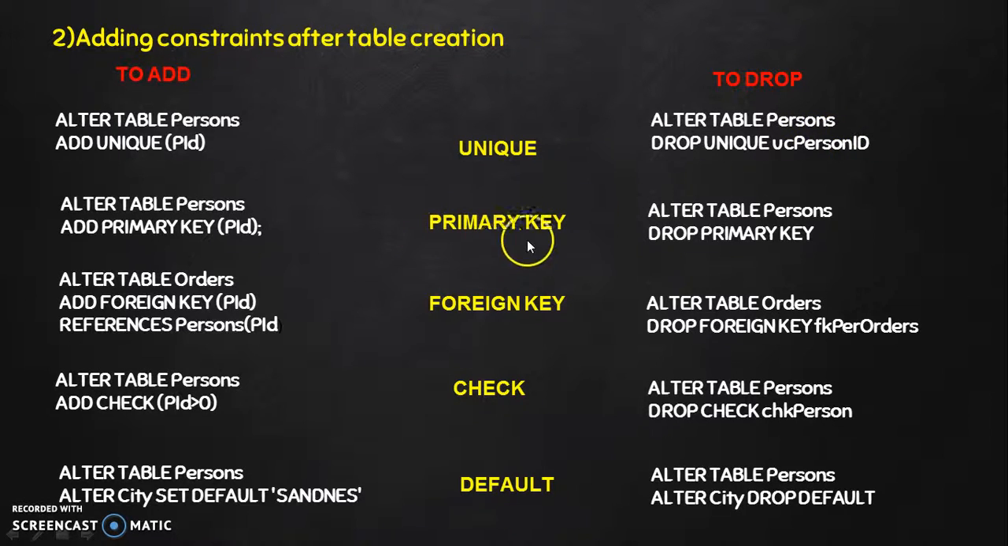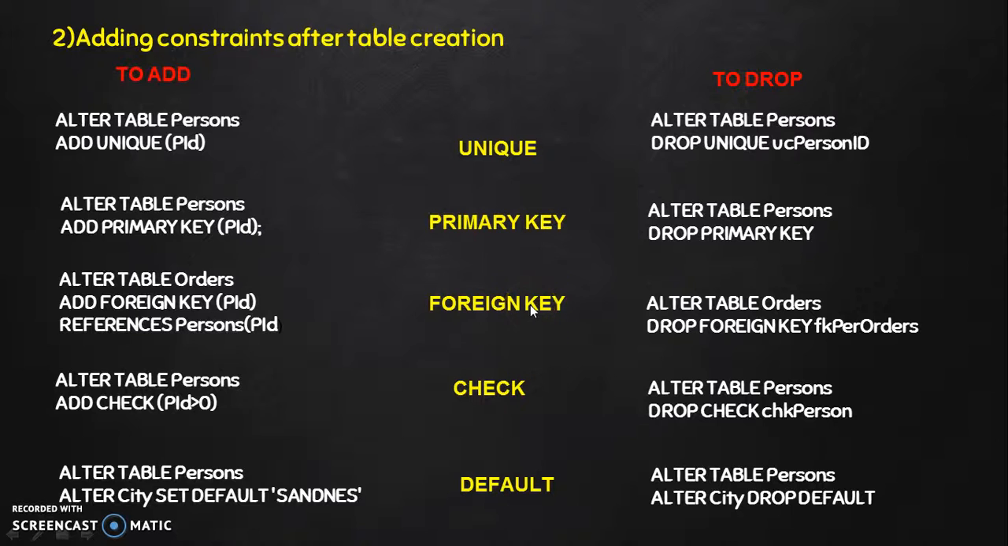Next, when it comes to primary key, we can apply the same notation to add a primary key for an attribute: alter table, the table name, and in this table we are adding a primary key which is called PID. Similarly, we can drop the same: alter table persons, drop the primary key which is PID, which we have to mention during the table creation. And the same applies to the foreign key.